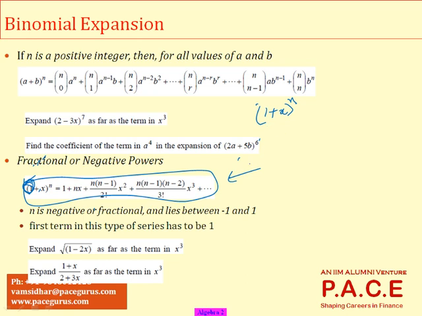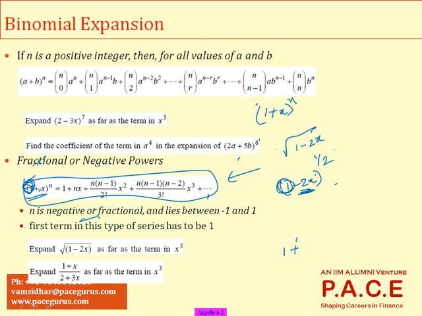For example, let's say someone is asking me to expand root of 1 minus 2x. What is this root of 1 minus 2x? I can very well write it as 1 minus 2x to the power half. So it is a fractional power. In this case, I can very well use this expansion of 1 plus x to the power n. So x for me is minus 2x. Only the first part should be 1. If it is not 1, I have to adjust it. The first part is 1, then my x is minus 2x in this case and n is 1 by 2.